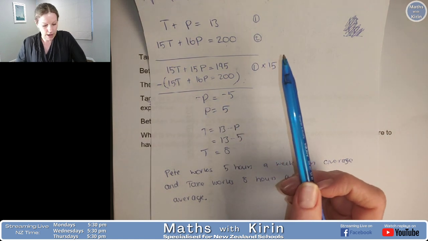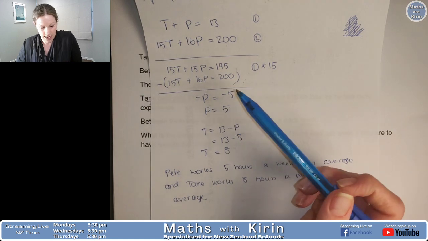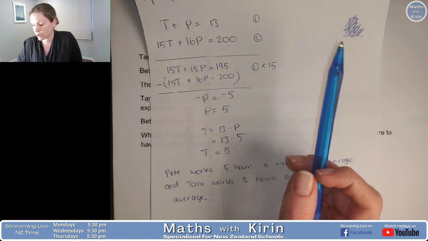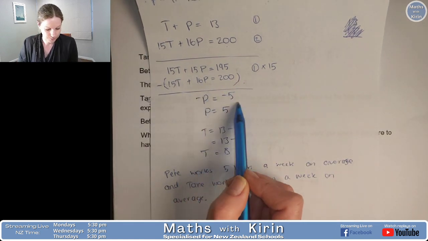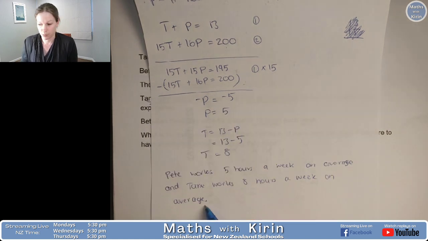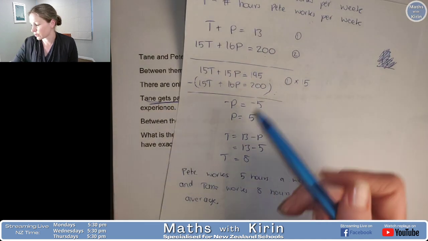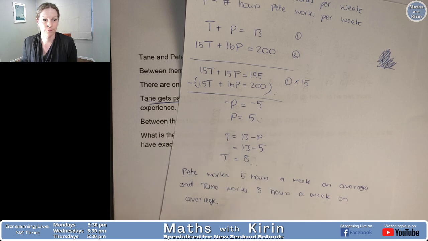For merit, you consistently find the number of hours that Pete and Tane worked, or you correctly establish the equation in one variable, so that's getting this bit correct. And for excellence, you solve the problem. Okay. So for merit, sorry, you get one of these correct. For excellence, you get both.